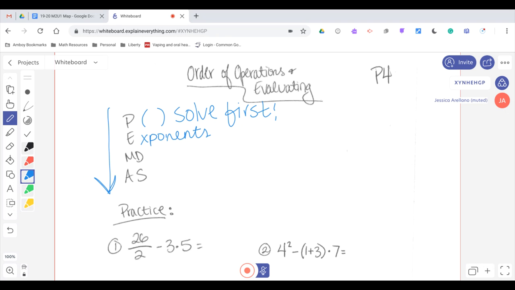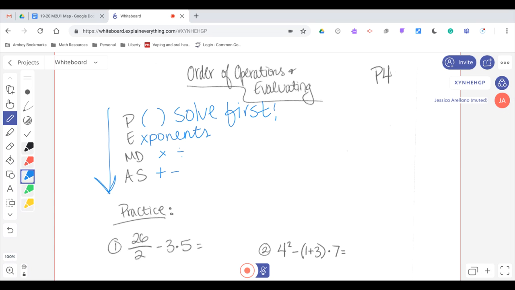Now in Math 1, you didn't really deal with exponents all that often. You will deal with them a lot in the first unit that we cover and as we move forward in Math 2. M and D stand for multiply and divide, and A and S are add and subtract, so those are the last things you do.